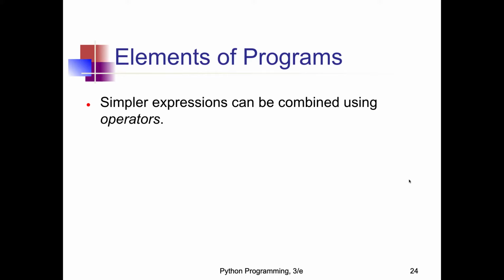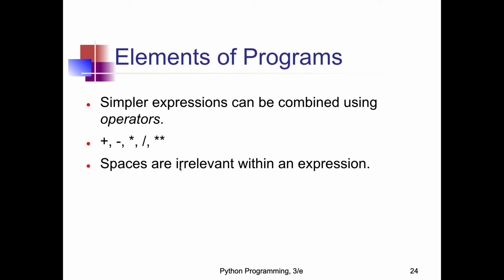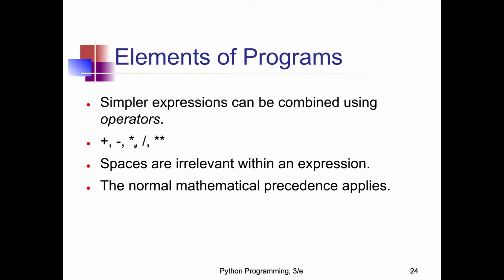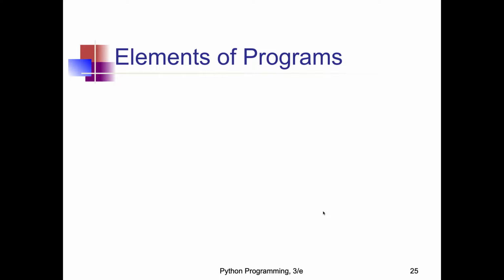So simple expressions can be combined using operators. Plus, minus, multiply, divide, and also power are some of the simple ones. And spaces are irrelevant within an expression. It's a matter of the programmer's choice to use spaces or not. Within compound expressions, the normal mathematical precedence, or order of operations, applies. If you look at this example here, we see that parentheses come first, PEMDAS. So we'll do x1 minus x2 first. Then the order of operations says divide the result of this by 2 and then multiply the entire thing by n. And plus spam divided by k cubed.